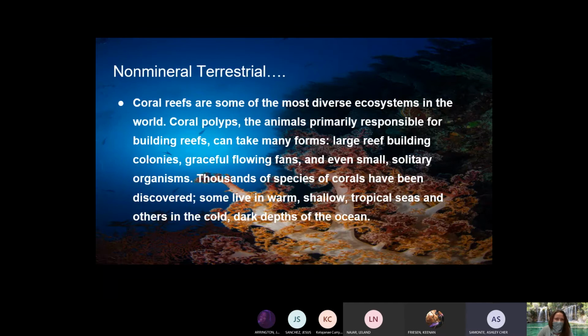And for the non-mineral terrestrial, coral reefs are some of the most diverse ecosystems in the world. Coral polyps, the animals primarily responsible for building reefs, can take many forms: large reef building colonies, graceful flowing fans, and even small solitary organisms. Thousands of species of corals have been discovered. Some live in warm, shallow tropical seas, and others in cold, dark depths of the ocean.